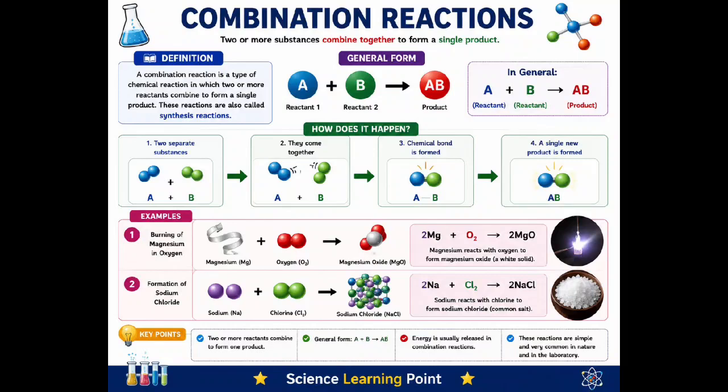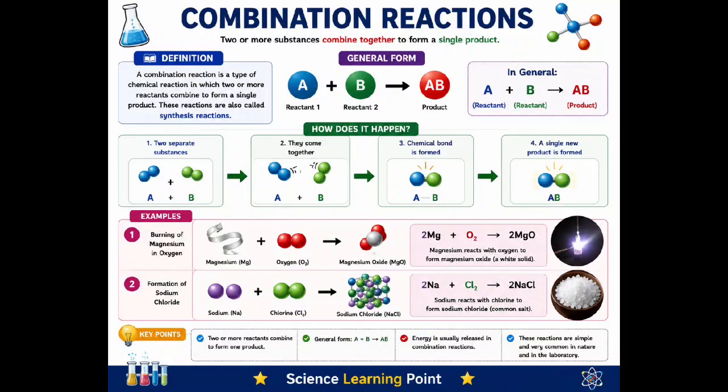So we can write it like this: A plus B and the product is AB. Now let's understand with an easy example. When magnesium reacts with oxygen, it forms magnesium oxide. Here we have two substances, magnesium and oxygen. They join together and form one new substance, magnesium oxide. So this is a combination reaction.